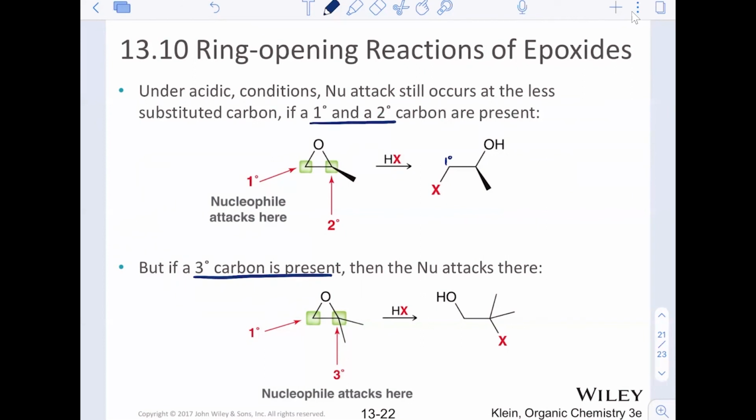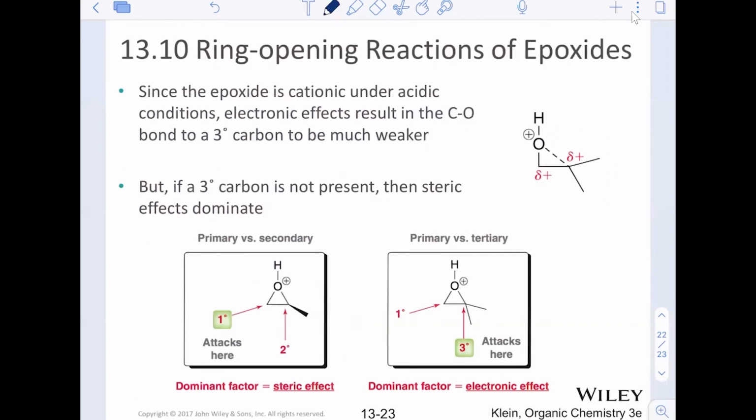So even though we think that tertiaries are more sterically hindered than primaries, we will still see that halogen, that weak nucleophile, attach itself to the more substituted center due to the fact of the transition state now being influenced by a carbocation. Let's go ahead and look at that. The bond to the tertiary carbon is weaker. So if a tertiary carbon is present, the weak nucleophile will always attack at tertiary. If a tertiary carbon is not present, then steric effects are dominant.